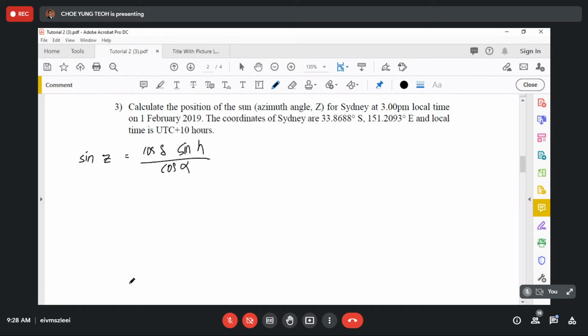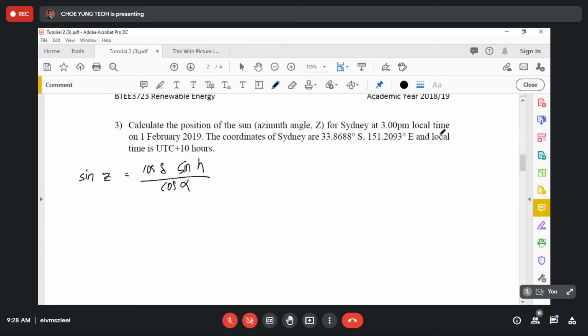So again, we need declination angle, we need hour angle, and we need alpha. Okay, let's slightly edit the question. 3 p.m. local time, can we change to 3 p.m. solar time? So that we don't need to do the time conversion. I think you are quite familiar with the time conversion already. We don't need to repeat the practice again. Okay, we simplify it to local solar time.